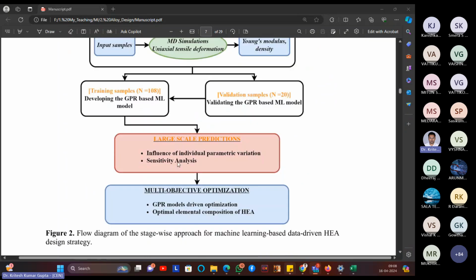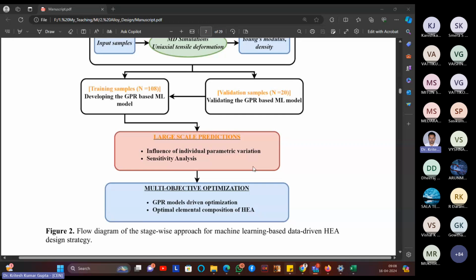Okay, that I wanted to know. Second, the sensitivity analysis. Out of this information, I get to know that variation in which element will have more impact on the responses. So that's why sensitivity analysis was conducted.